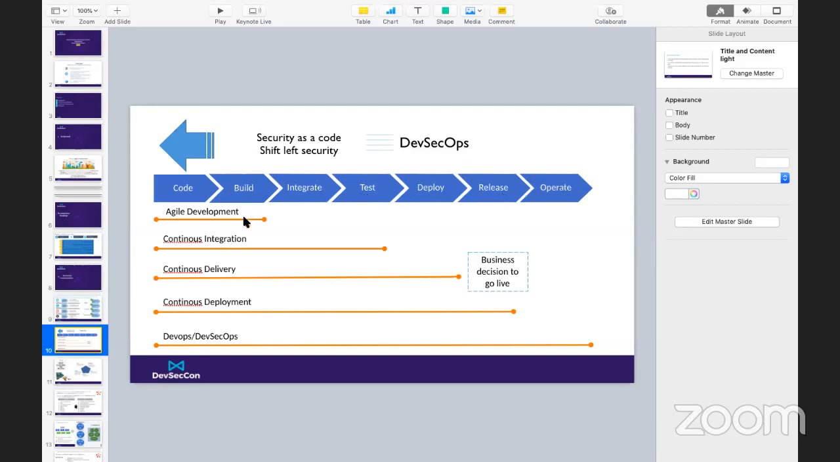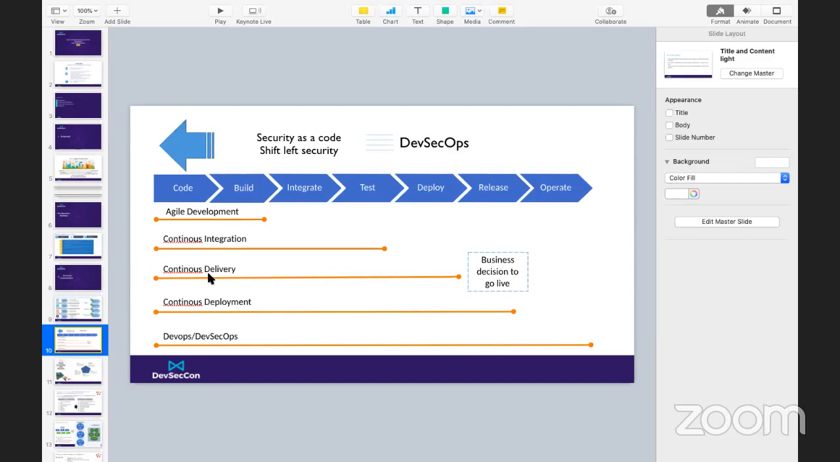So what if we do agile development? We can do it in the build phase, and also we do CI, continuous integration, up to the test phase. Looking at CI/CD, you can see continuous delivery and continuous deployment. With continuous delivery, it is a business decision to go live. In our organization, we make the business decision to go live, so we do continuous delivery.